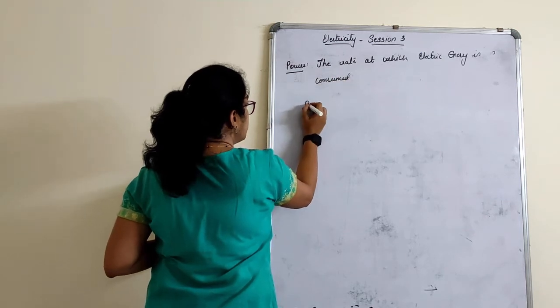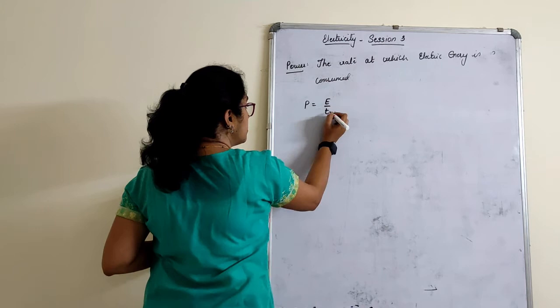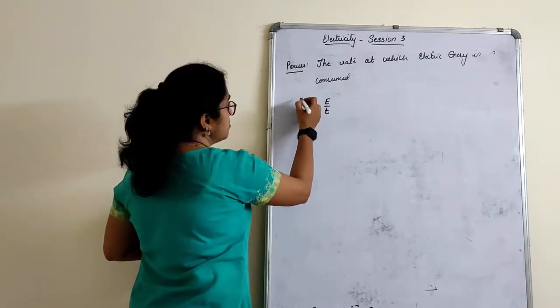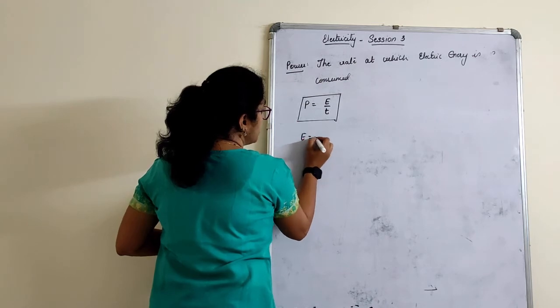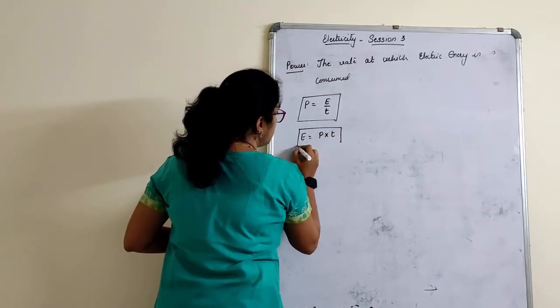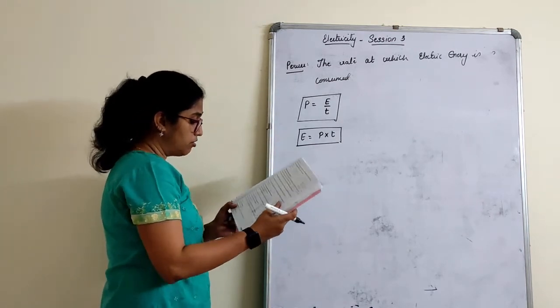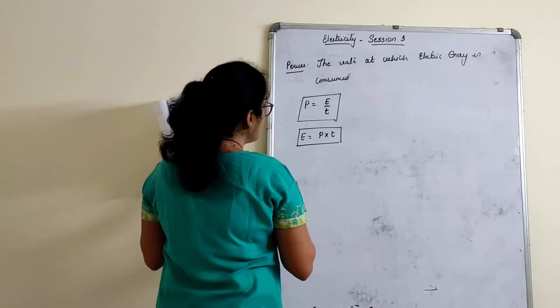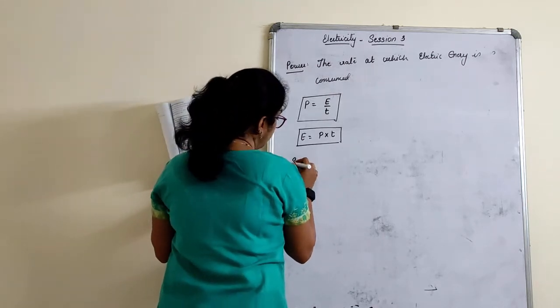So I can say that power is equal to the rate at which electric energy is consumed. This is the definition, and this is the derivation: E is equal to P into T. Electric energy consumed is given by power into T. There are some other formulas also that we have here.